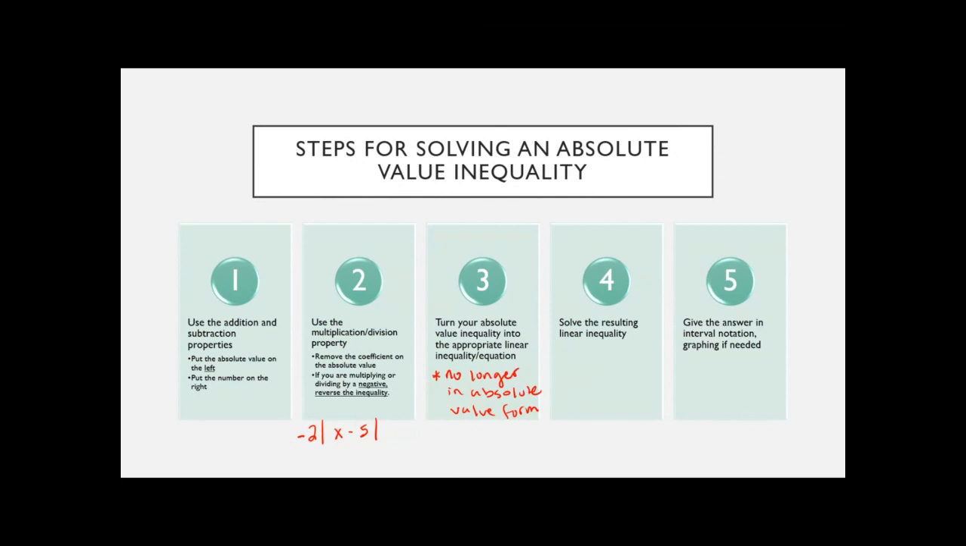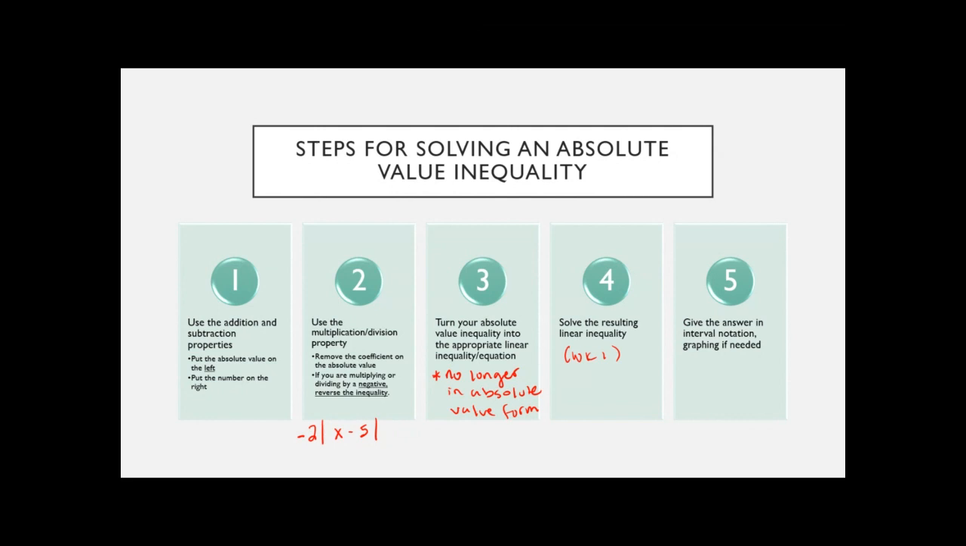Then you're going to have something that you can solve, and it's going to be a linear inequality unless it's one of the special cases. You solve using the things from linear inequalities, which we talked about in week 1. Then you're going to have to give your answer in interval notation, because unlike absolute value equations where you get 2 answers, you're going to have a range of values that work because it's an inequality.